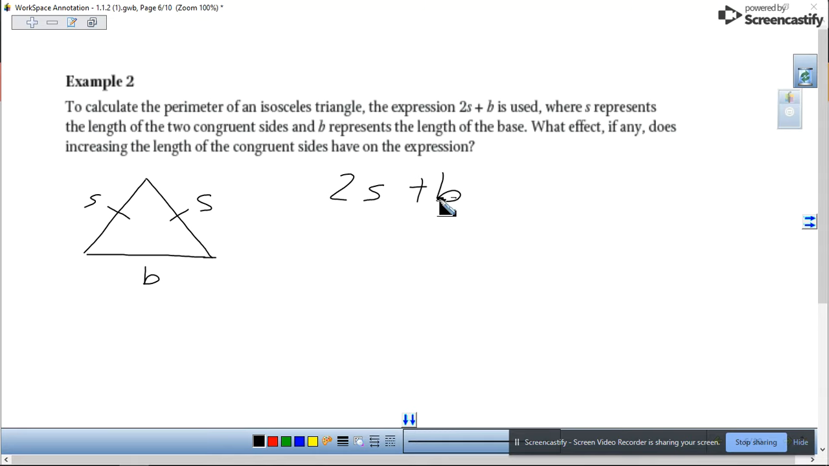First off, if I increase the length of the congruent sides, I'm only dealing with the s sides. So nothing would change about b. Okay, so that's the first thing to note. There will be no change in the base.